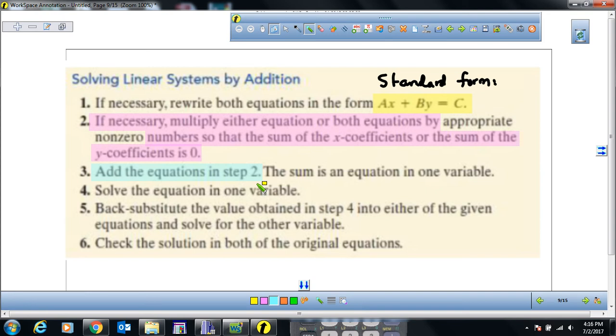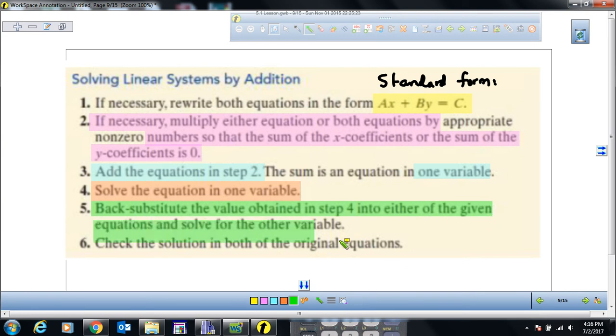That's what we wanted. Okay? And that's going to leave you with only one variable. That's what you're going to have left. So what you're going to do next, you're going to solve that equation for that one variable that you have left. And to find the value of the second variable, you're going to substitute the value that you found in step 4 into any of the two original equations to find the value of the second variable.